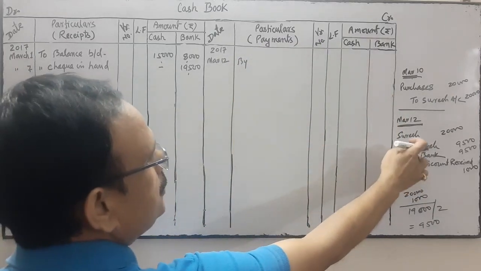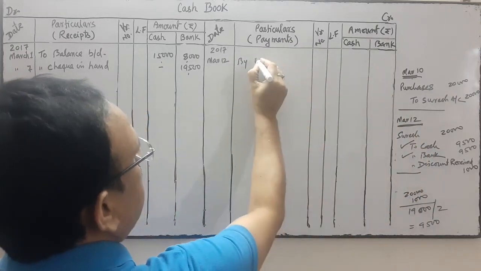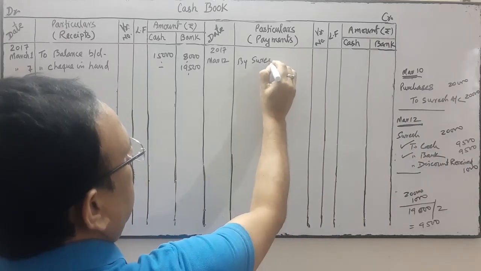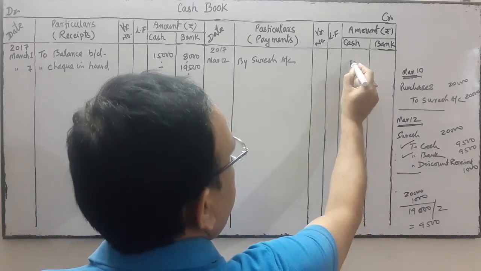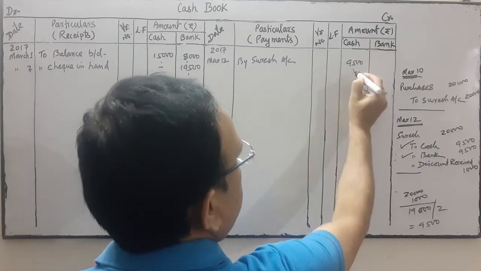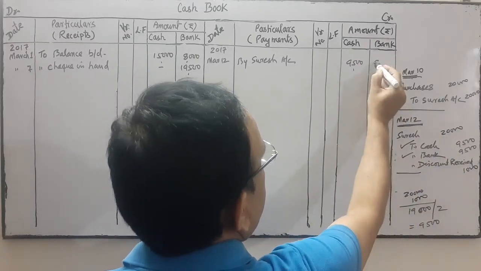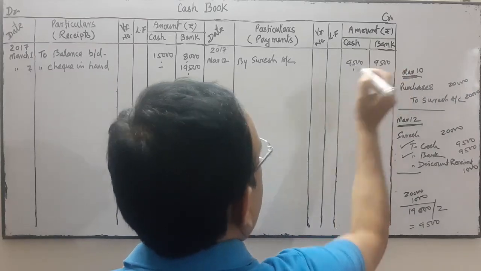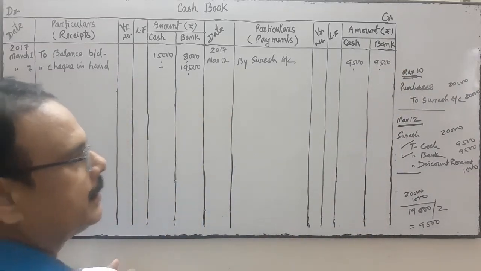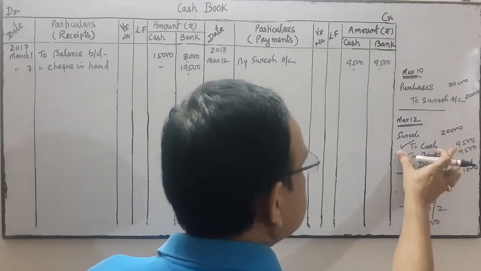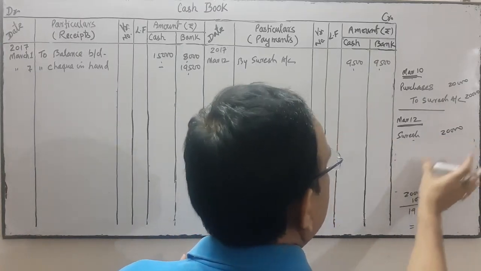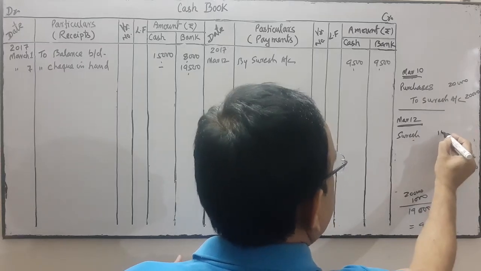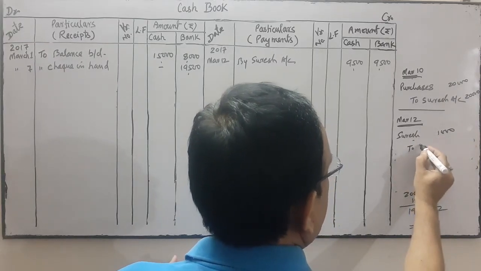We will write the opposite of cash and bank. Which account is it? Suresh account. In the cash column we will write 9,500 and in the bank column we will write 9,500. Okay. And where will the discount received amount be recorded? Discount received 1,000, Suresh account debit to discount received.